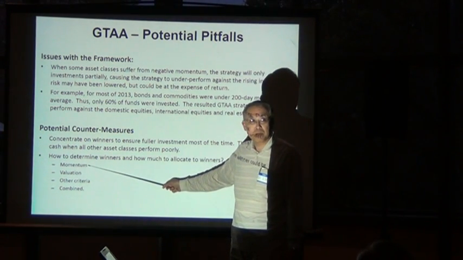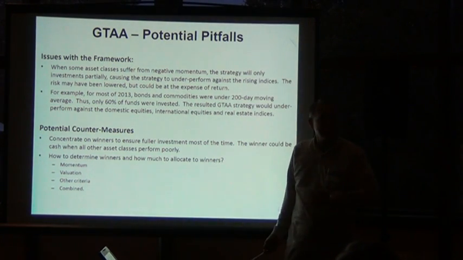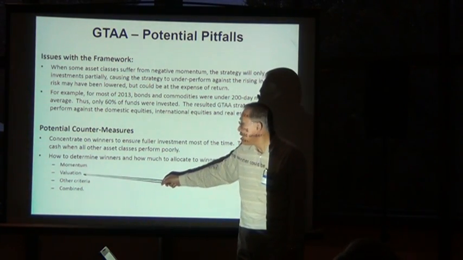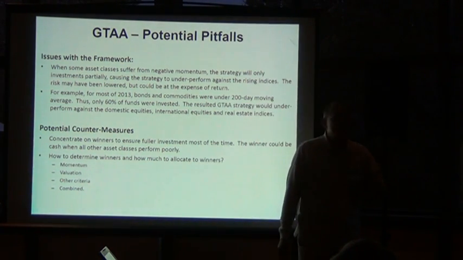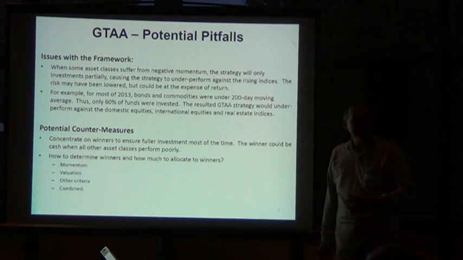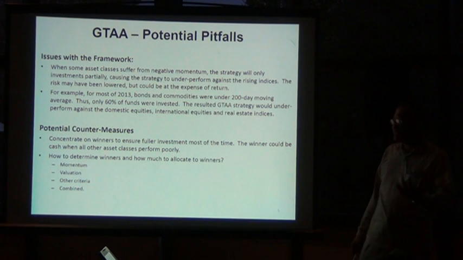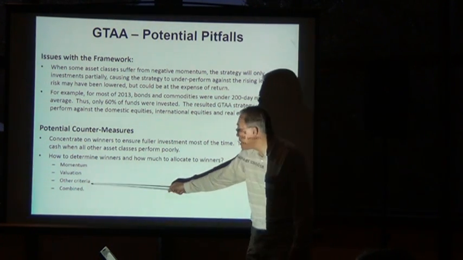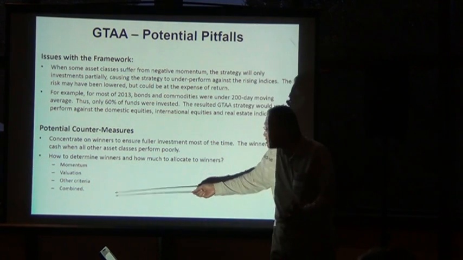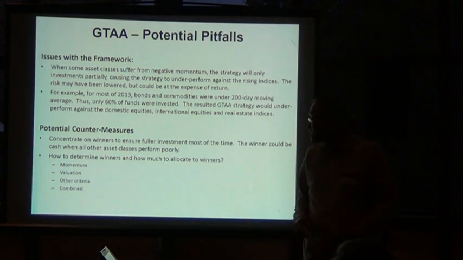One very common approach is momentum. What goes up goes up most, so let's put money there. Valuation: let's buy cheap, because cheap stuff tends to go up a lot more than the expensive stuff. And it could be other criteria, or a combination of value, momentum, and something else.